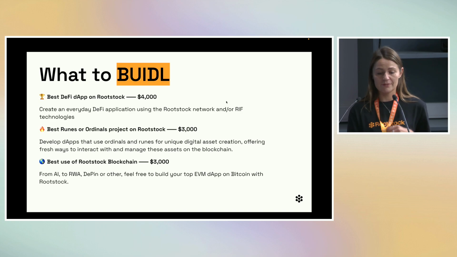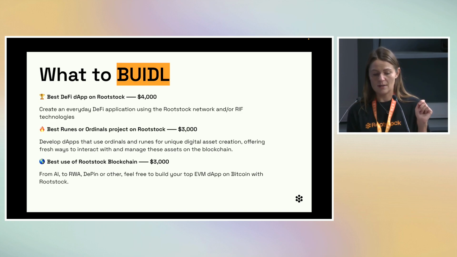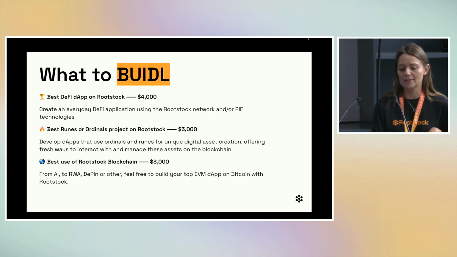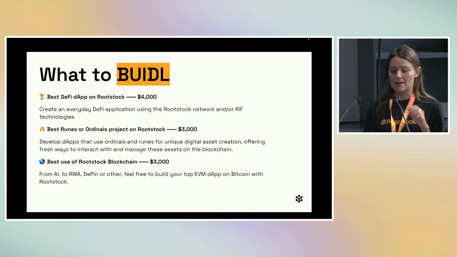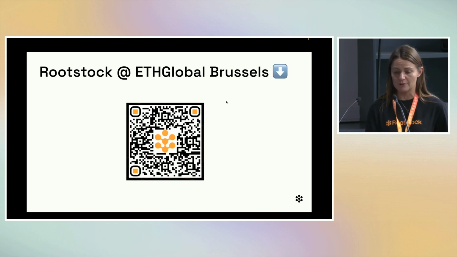The 3 tracks we have here: any DeFi on rootstock, best runes, as I mentioned earlier, and best use of rootstock blockchain. Can be anything you like, from AI to real-world asset tokenization, DePIN, whatever takes your fancy. We also have a bounty for that.